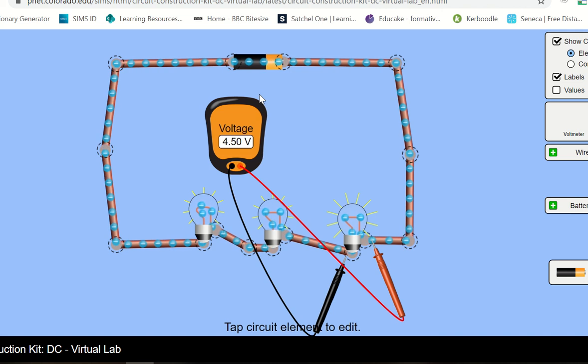So one last summary there. In a series circuit, the current is always the same. The voltage supplied by the battery is shared between the components in the circuit.